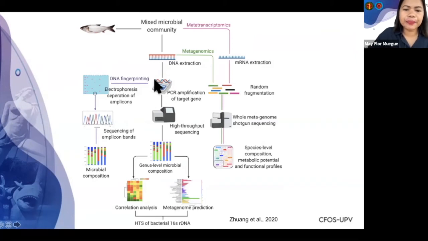And then, you can do DNA fingerprinting or electrophoresis, and then you separate the amplicons, and then you submit. I don't know kung nakagawa na kayo ng electrophoresis, but anyway, you can slice the bands here and then submit it for sequencing. Once you have your sequences, yung sequences class, ano lang yun? Sequences of nucleotides. So, pwedeng AC, GC, ganon.